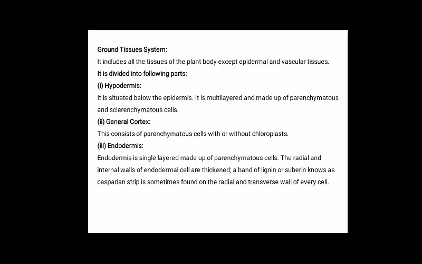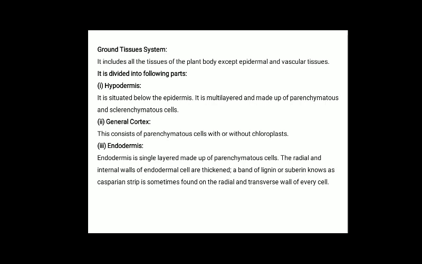It includes all the tissues of the plant body except epidermal and vascular tissues. It is divided into the following parts. One is hypodermis. It is situated below the epidermis. It is multi-layered and made up of parenchymatous and sclerenchymatous cells. Then we have cortex. This consists of parenchymatous cells with or without chloroplast. Then we have endodermis. Endodermis is single layered and made up of parenchymatous cells.